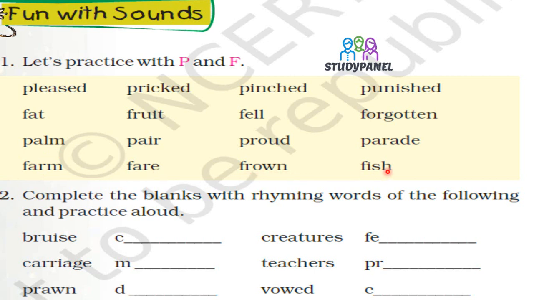Now, if you can see, palm and farm are rhyming words. Pear and fair, again rhyming words. Okay, so these kinds of words are there. Now, what is it? Complete the blanks with the rhyming words of the following.